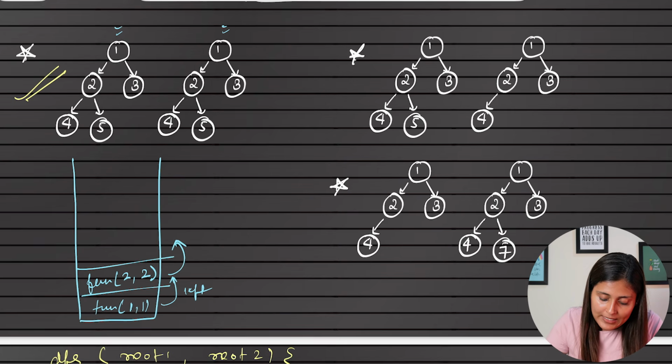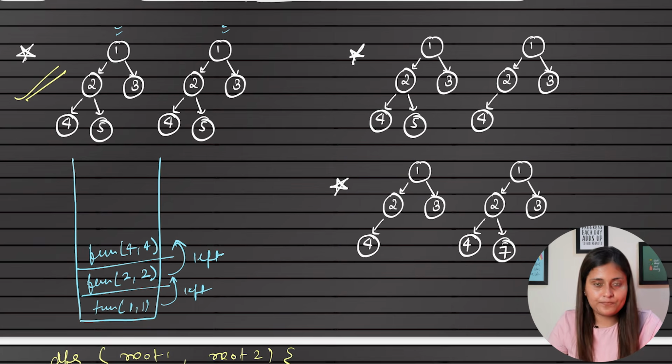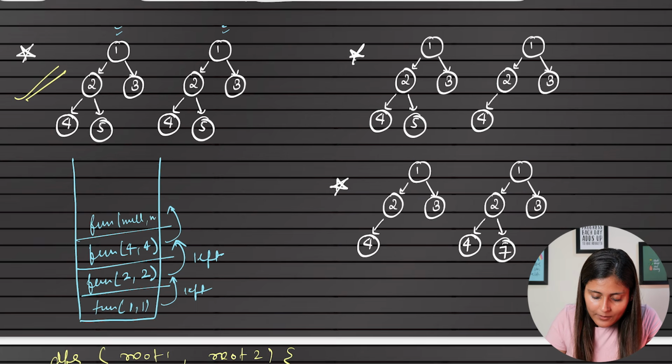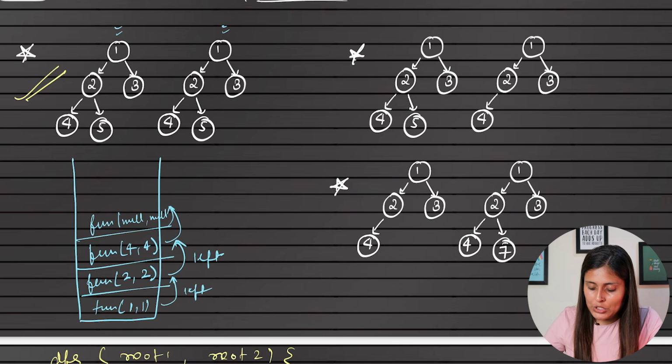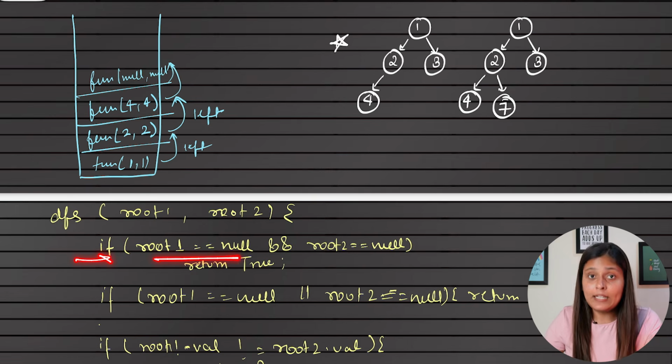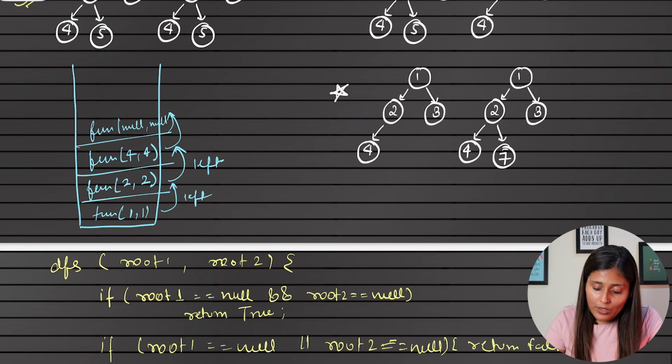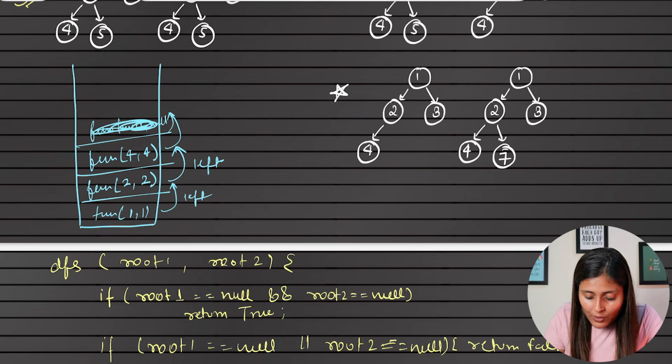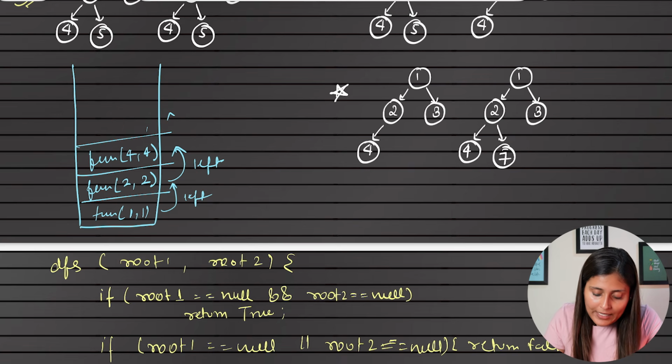Again for DFS, left call. Root 1 dot left means 2 dot left. Function 4, 4. Again for 4 dot left, we'll call it. Function 4 dot left means null, null. Both are null. So now in the function it will check root 1 is null, yes. Root 2 is null, yes. Return true. Okay. So this will be rolled out and it will return true to its parent.